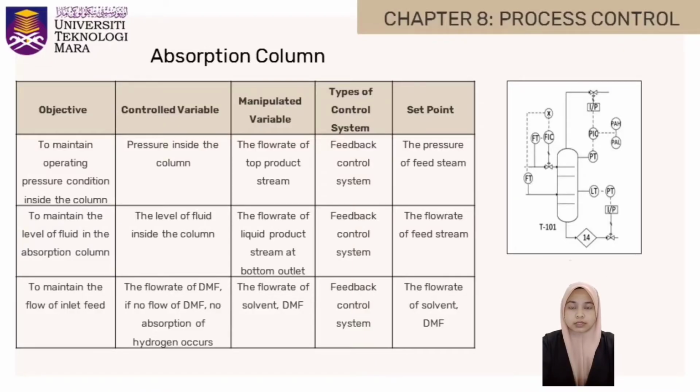In the absorption column, the type of control system used is the same for all types of controller, which is the feedback control system. The flow controller is installed at the inlet of the column to maintain the flow of inlet feed, where the set point is the flow rate of solvent of dimethyl-formamide, DMF. At the top of the column, the pressure controller is used to maintain the operating pressure condition inside the column. Meanwhile, the level controller is installed at the bottom of the column to maintain the level of fluid in the column. The set points for the pressure controller and level controller are the pressure of feed stream and the flow rate of feed stream respectively.